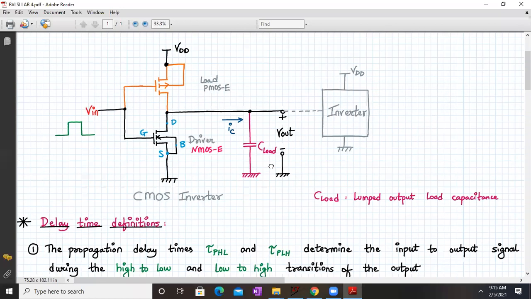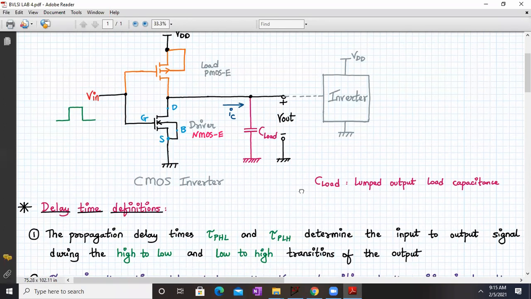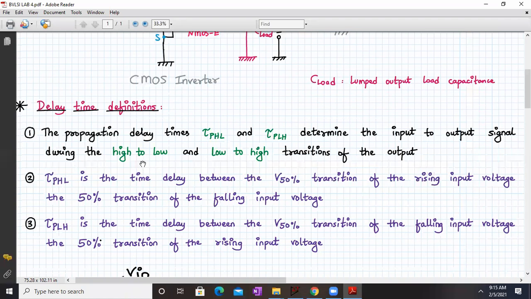And this charging and discharging will take some time. By the time the input changes from 0 to 1, the output might take some time to change from 1 to 0. Because we have a lot of capacitances, and whenever we have a capacitor, it takes some time to charge and discharge, so we will have some delay. There are some delay definitions over here. The propagation delay times tau PHL and tau PLH determine the input to output delay during the high to low and low to high transition of the input.